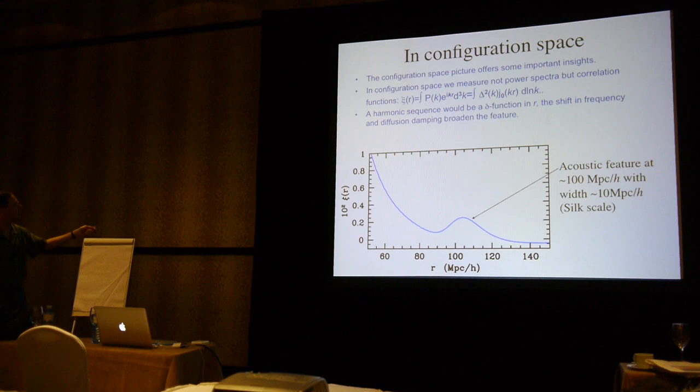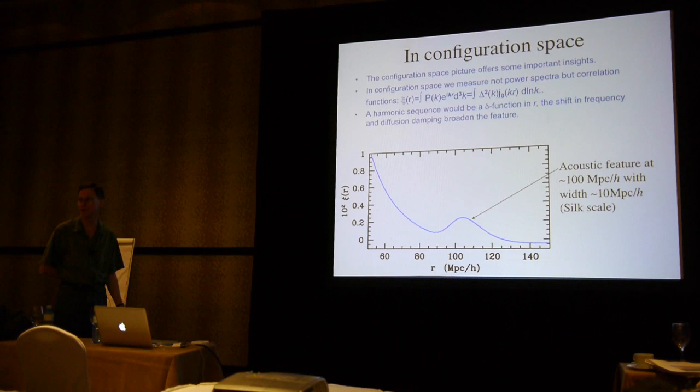And so if I just plot the correlation function, that series of wiggles becomes a single peak with a width of roughly 10 megaparsecs. That's set by the Silk damping scale, at roughly 100 megaparsecs over h, so roughly the sound horizon. And so often we refer to the acoustic feature. That can mean either this bump or that series of wiggles.